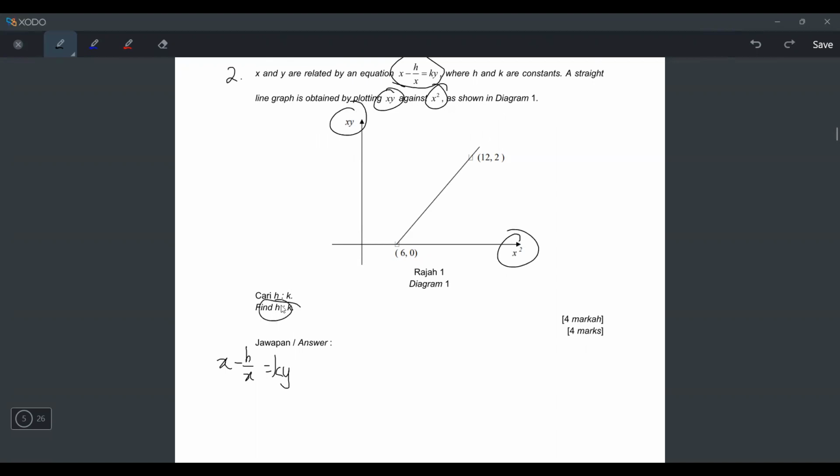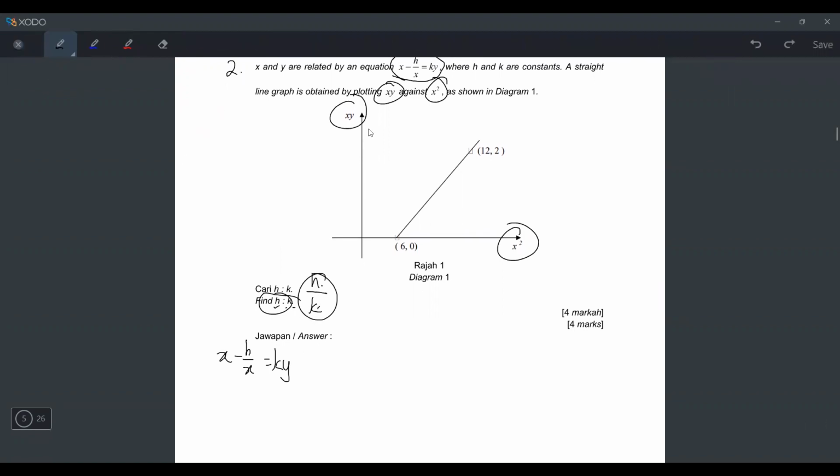Find h ratio k. Okay, if you want to find h ratio k, we need to know the value of h, and we need to find the value of k, and then we need to take h divided by k. Because h ratio k is actually h over k. You should know this. Ratio is like a fraction. It means if you want h ratio k, you need to get the value of h over k. So what should I do now?